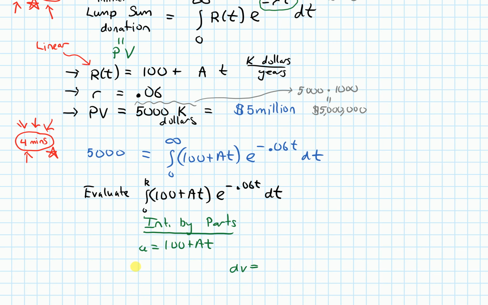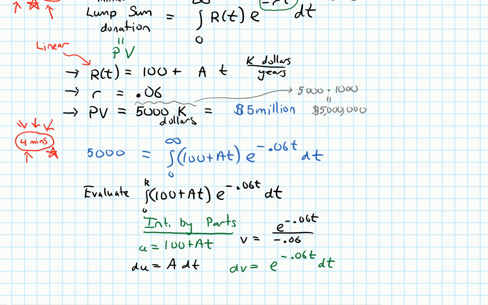Its derivative would be, what's the derivative of 100? That's 0, because it's a constant. And the derivative of At, keeping in mind that t is the variable, and A is just a constant, would be A. And then I've got to write a dt at the end. So dv is the other stuff. It's e to the negative 0.06 t dt. So v, this antiderivative, would be e to the negative 0.06 t over negative 0.06, over that coefficient of t.